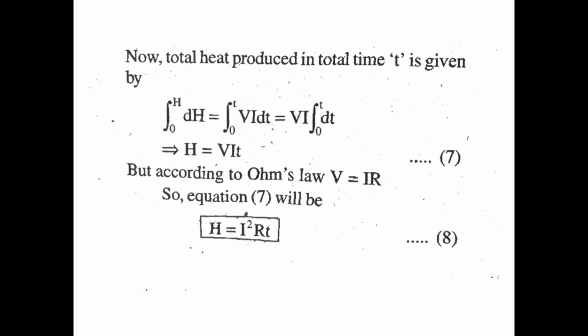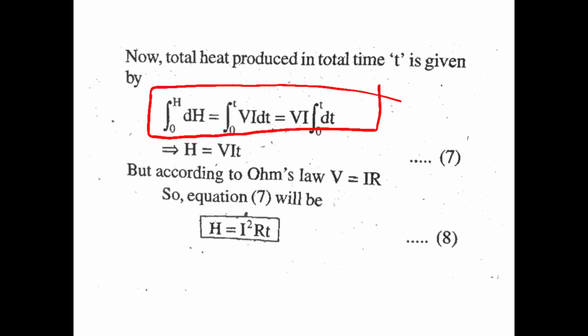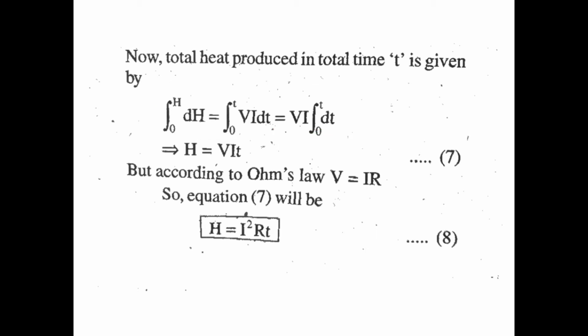Now the total heat produced. We derived the change in heat produced, so we have to derive the total heat produced. So we take the integration of dH from limit 0 to H is equal to VI dt from 0 to t. Here VI is constant, so the constant will be taken outside. We get H is equal to VIt.